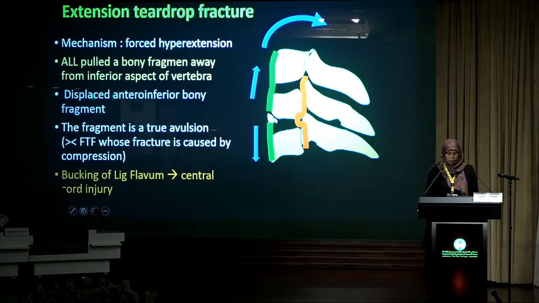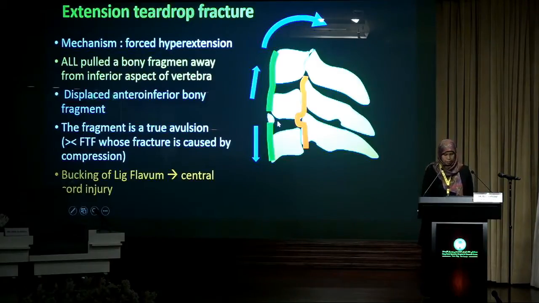The fragment of the extension teardrop fracture is different from that of the flexion teardrop fracture. In extension teardrop fracture, the fragment is caused by avulsion, but in flexion teardrop fracture, the fragment is caused by compression. Sometimes if the extension force is too severe, there will be buckling of the ligamentum flavum and it can cause central cord injury.